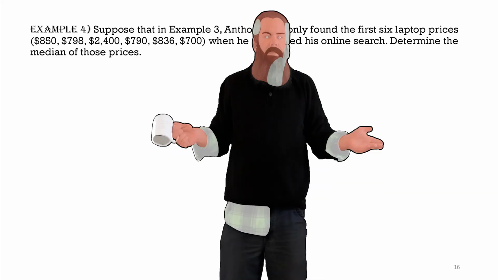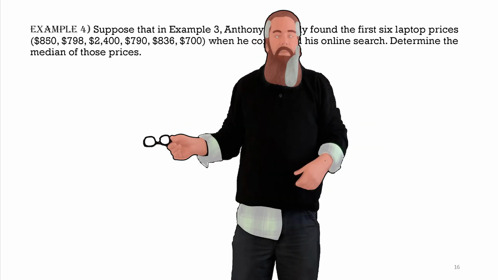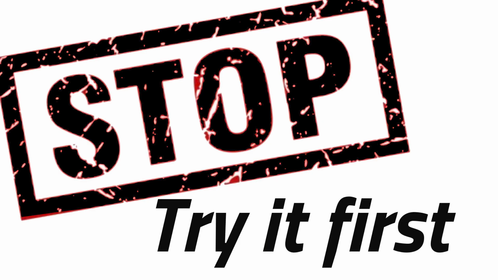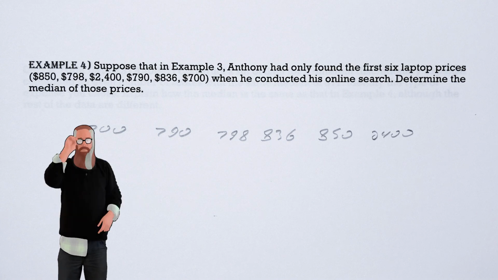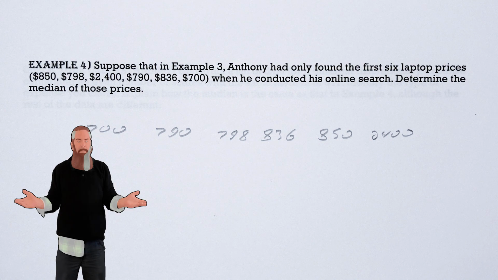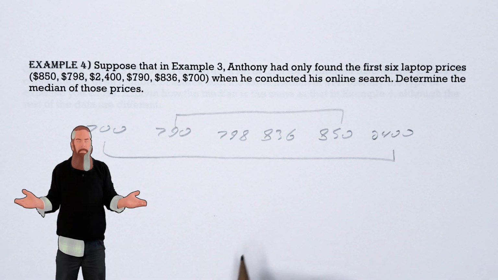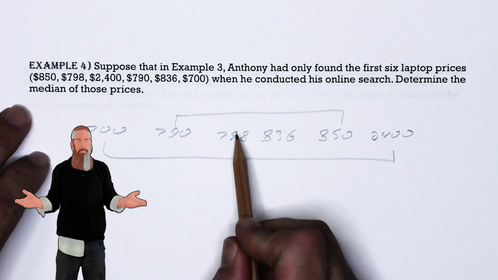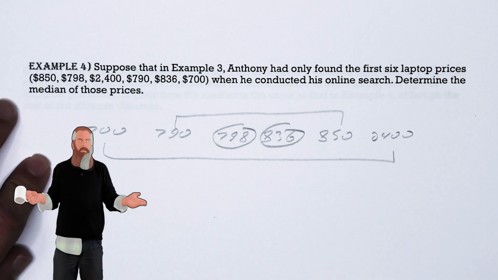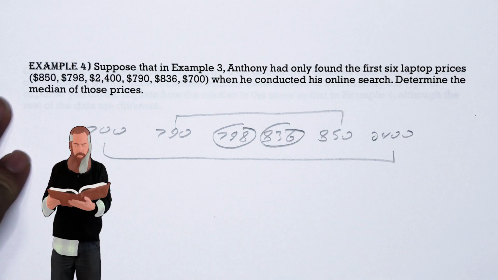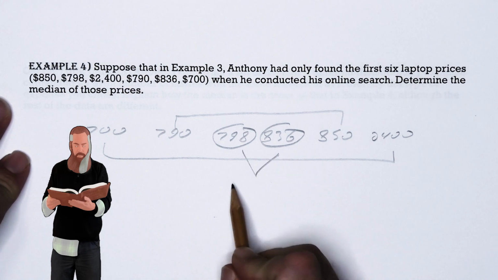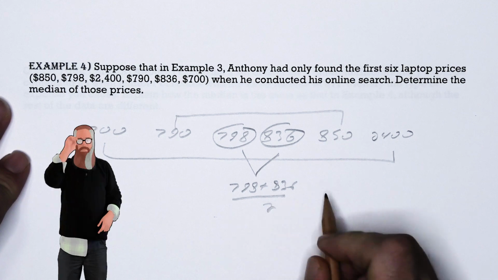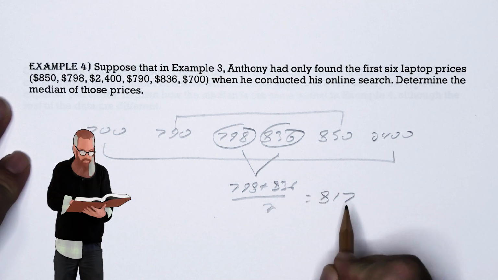Now, suppose that Andy had found only the first 6 laptop prices when he conducted his online search. Determine the median of those prices. As in example 3, we're going to arrange the numbers in ascending order, then pair the numbers. Since there are an even number of scores, there are no numbers left alone in the middle. Circle the 2 as a pair. To find the median, find the mean of those 2 numbers. So 798 plus 836 divided by 2, and that's going to give me 817.